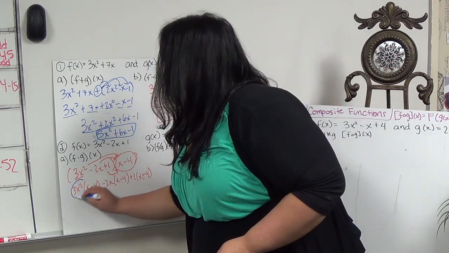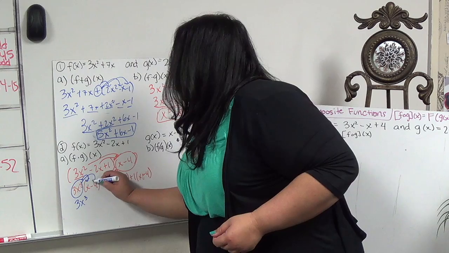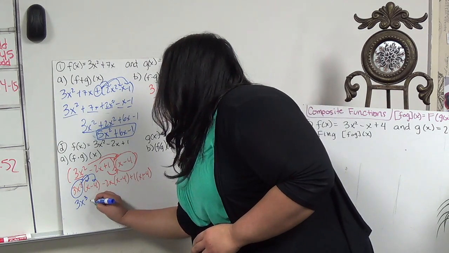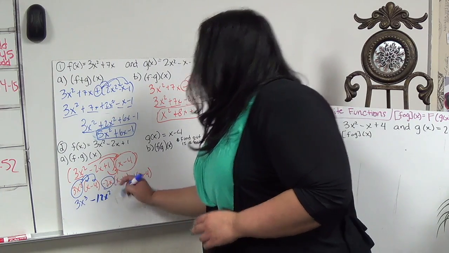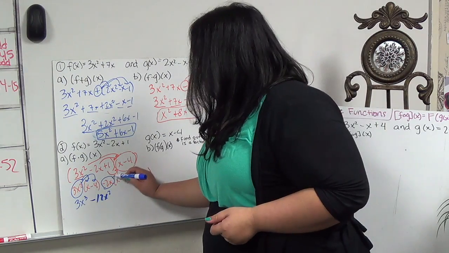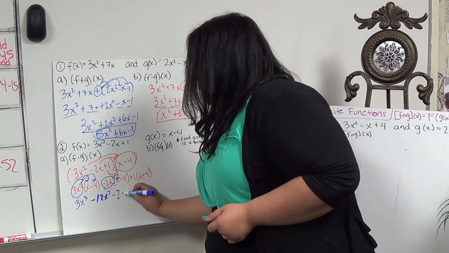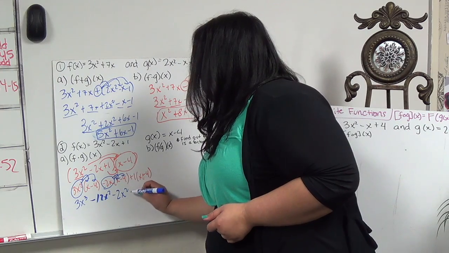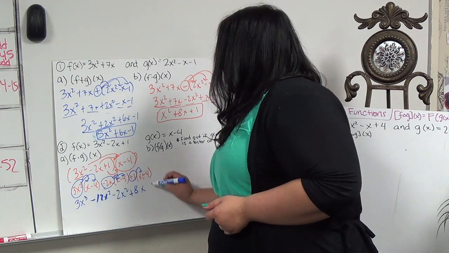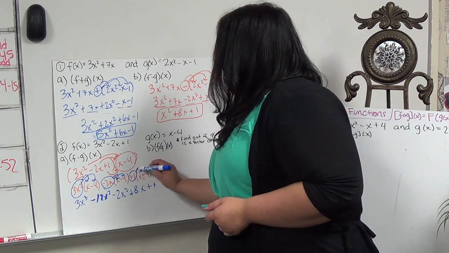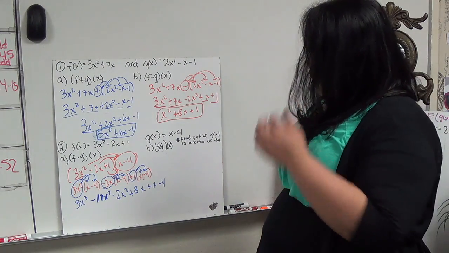So 3x squared times x will give me 3x cubed. 3x squared times negative 4 is negative 12x squared. Don't forget to bring that negative with it. Negative 2x times x is negative 2x squared. Negative 2x times negative 4 is a positive 8x. Positive 1 times x is positive x. Positive 1 times negative 4 is negative 4.